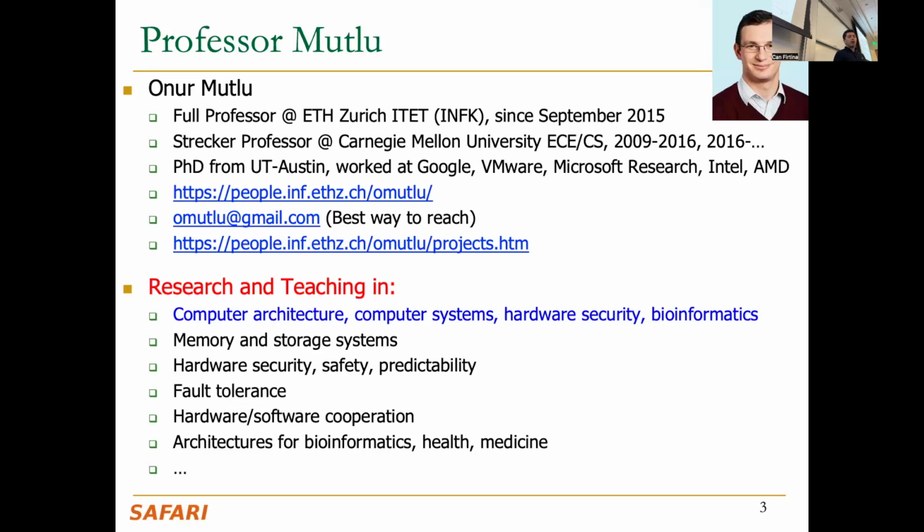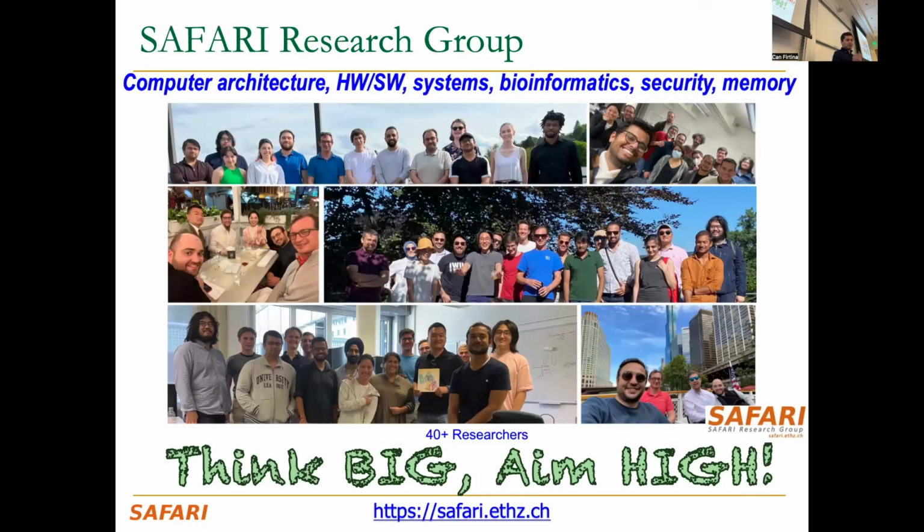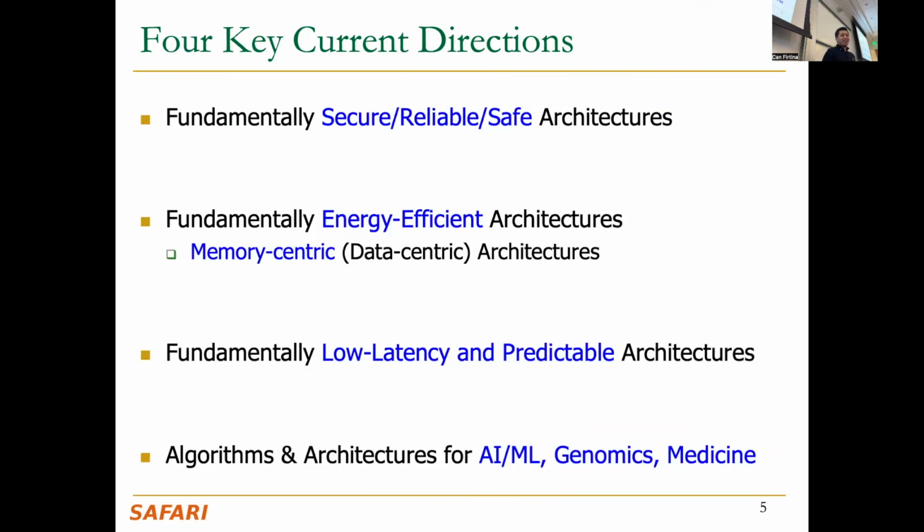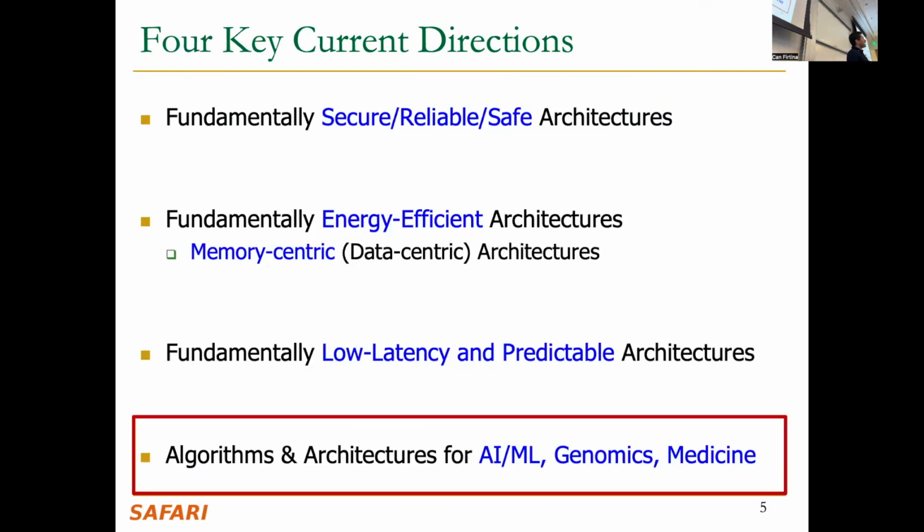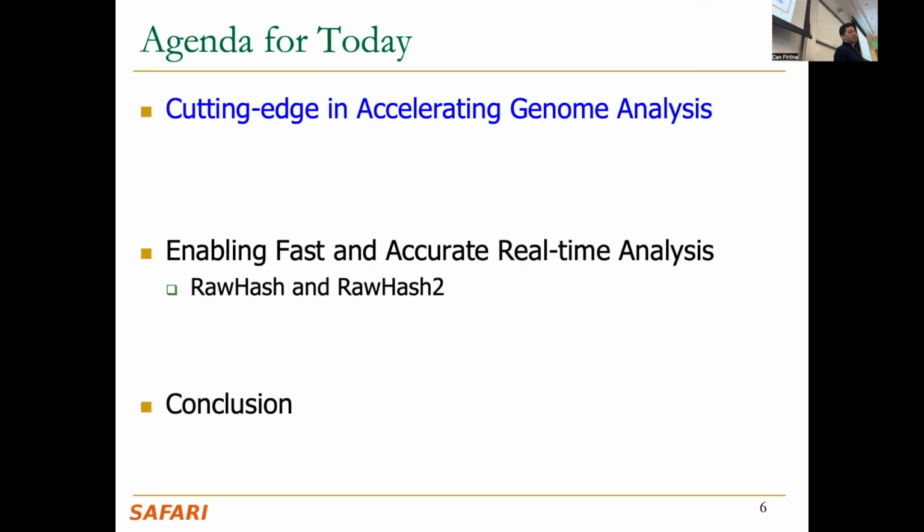Our group is led by Professor Onur Mutlu. He's a full professor at ETH Zurich, and he's currently also doing his sabbatical at Stanford University. Our group is a software research group. We are around 40 plus researchers, and we work on many different topics such as computer architecture, hardware-software co-design, systems, bioinformatics, security, memory, and so on. Our motto is think big and aim high. We have 4 key directions in our group, but today I'm going to be talking about designing algorithms and architectures for AI, ML, genomics, and medicine.